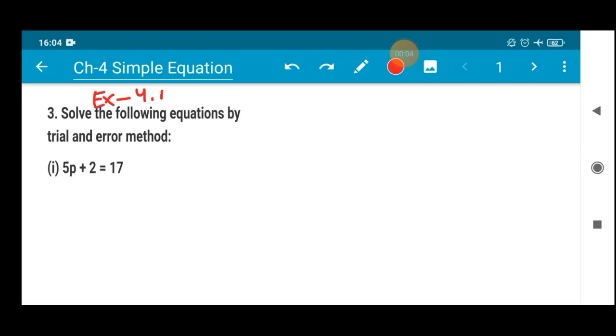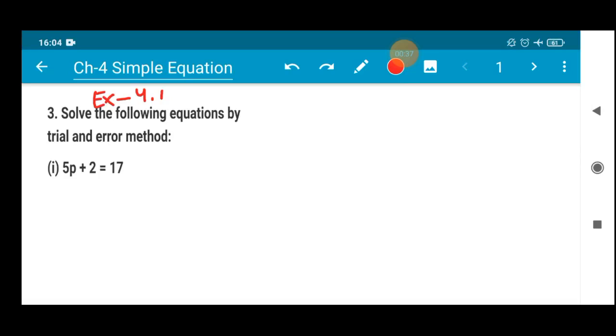So in today's session we will be doing question number 3 from exercise 4.1. Alright, so the question is: solve the following equation by trial and error method. The name trial and error is itself indicating that we have to try more than one number of times. In science and maths, the trial and error method is where we try a few numbers to get the proper answer.